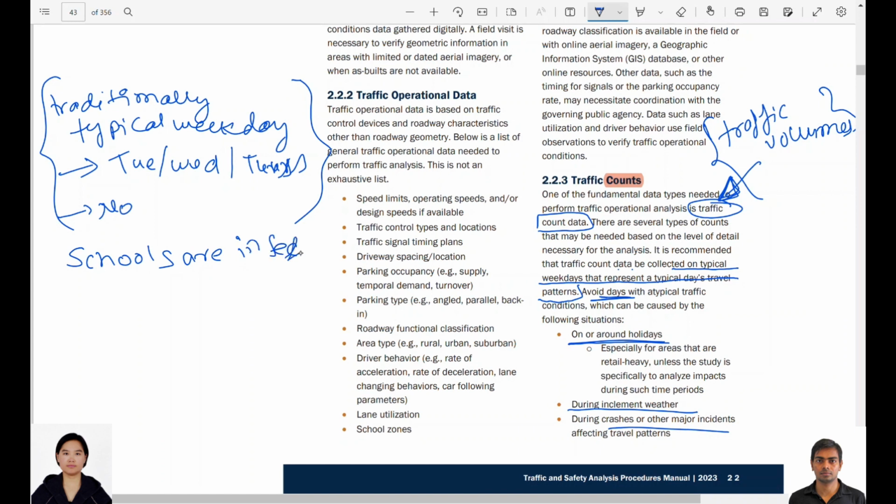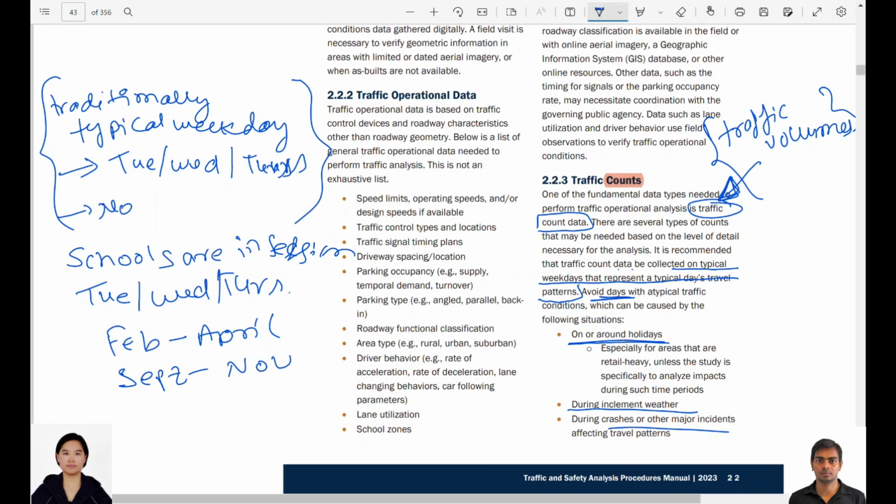So traditionally, and even right now for the majority of projects, we try to collect data on Tuesday, Wednesday, Thursday, in the months of February to April and September to November end. These are the months in which we try to collect the data. This is our typical approach, which is written here, and it says on which day we should collect data.